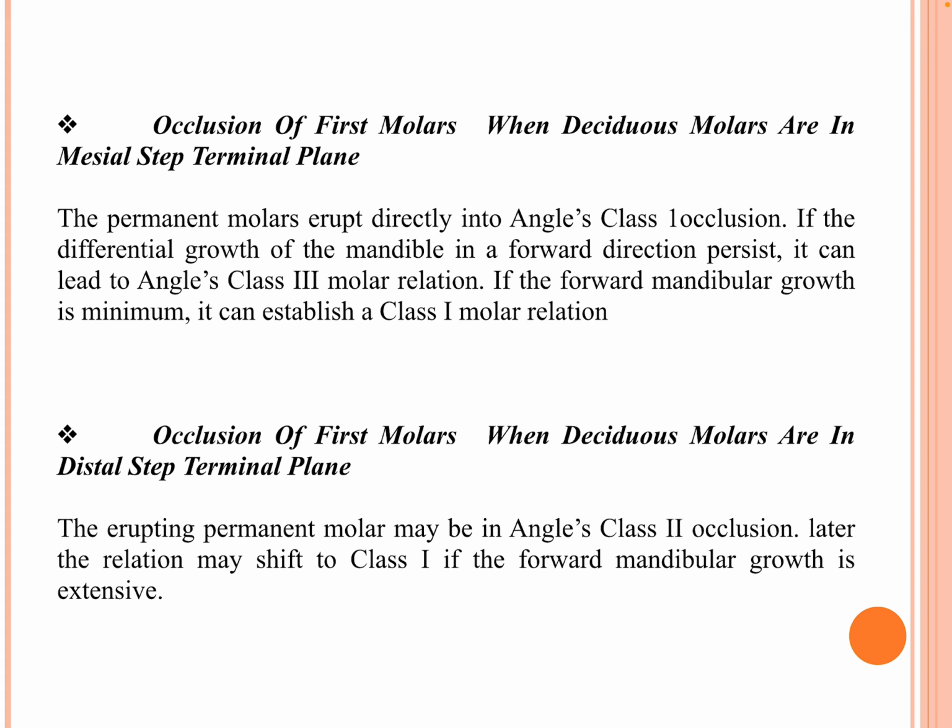Now, occlusion of first molar when the deciduous molars are in the distal step terminal plane. Erupting permanent molar may be in Angle's class 2 occlusion. Later, the relation may shift to class 1 if the forward growth of mandible is extensive.